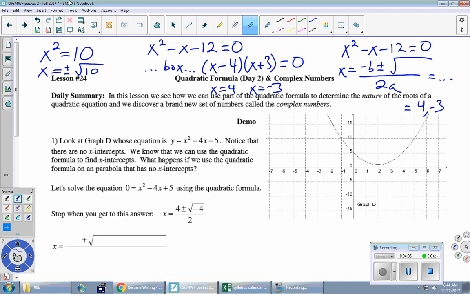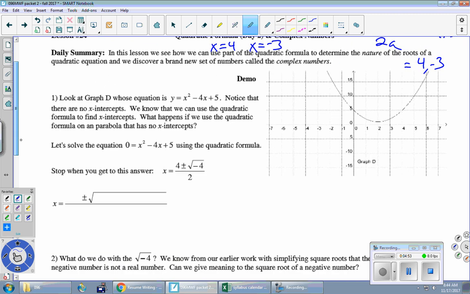Okay. So let's jump in here. Quadratic formula day 2. In this lesson, we see how we can use part of the quadratic formula to determine something called the nature of the roots of a quadratic equation. We'll define that soon, nature. And we discover a brand new set of numbers called the complex numbers. So here we go.